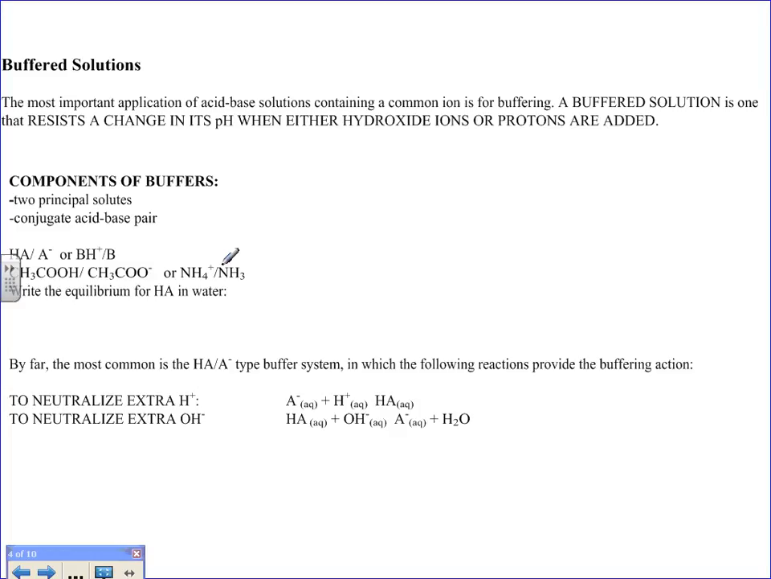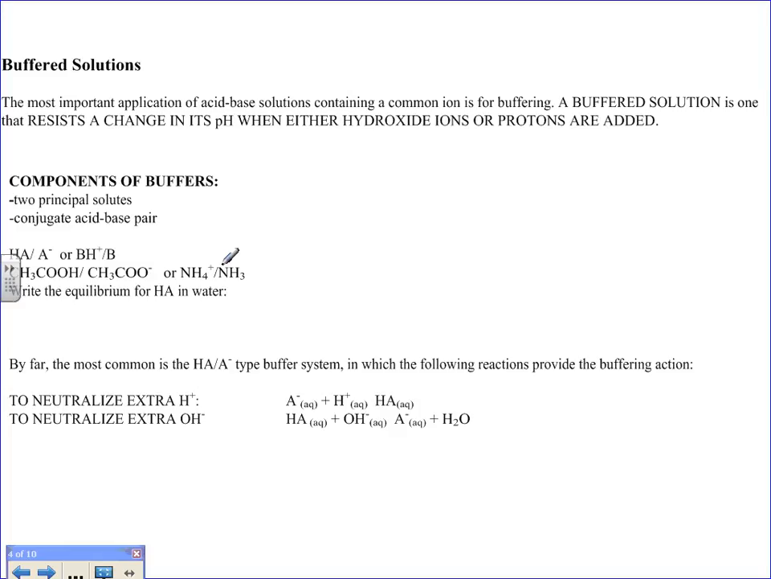For us, what we're going to look at is what are the components of the buffer. We're going to look at how buffers resist pH, how to calculate the pH of a buffer, how to decide what components should be required for a buffer, and actually how to prepare them. So we've got lots of things that we're going to do with the buffer solutions. And these are really an application of the common ion, as you'll see in the calculations that we do shortly.